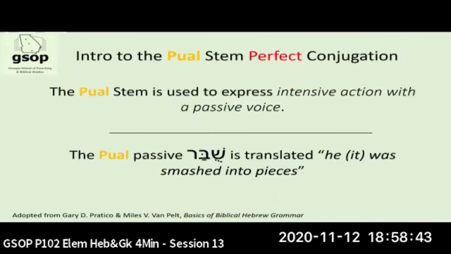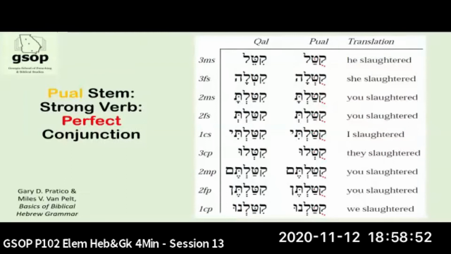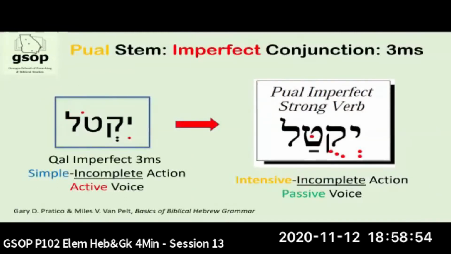Passive. Yeah, the Pual is passive no matter what, okay? It doesn't matter if I'm talking completed or incomplete, it's still passive. So that should be passive. And so here we have the Pual imperfect conjugation.